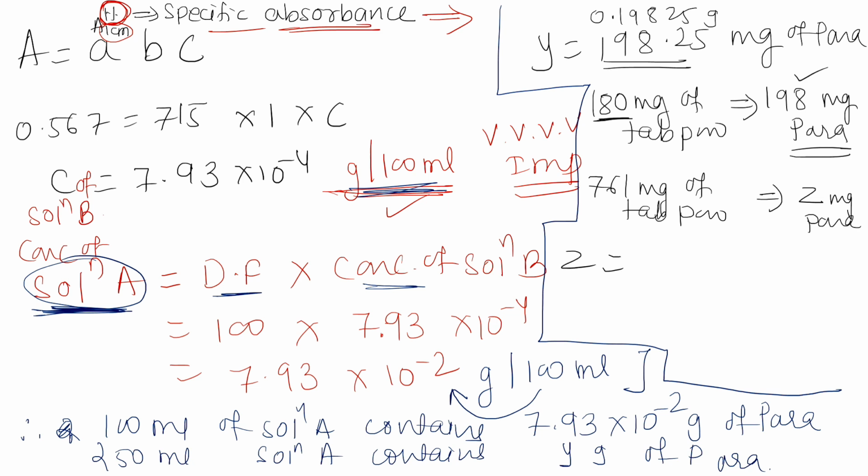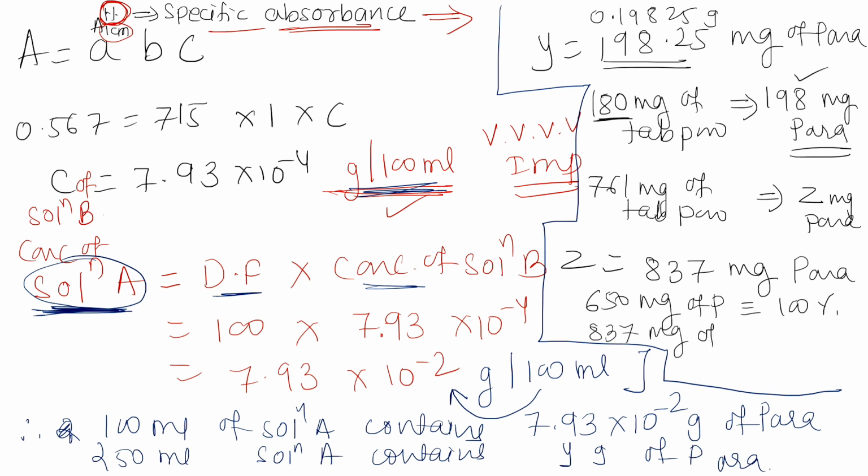ठीक है, तो ये after cross multiplication ये z कितना आ रहा है? Z आ रहा है 837 milligrams of paracetamol. और एक टैबलेट में कितना होना चाहिए? As per the label claim, एक टैबलेट में होना चाहिए 650 milligrams of paracetamol. तो 650 milligrams is my 100%. तो ये जो 837 आया, जो कि बहुत ज़्यादा है, वो थोड़ा wrong है, वो कितना percent? ठीक है, so let me say this is Z1%. So this is coming out to be 129%. So as per label claim, this is 129% weight by weight of paracetamol.